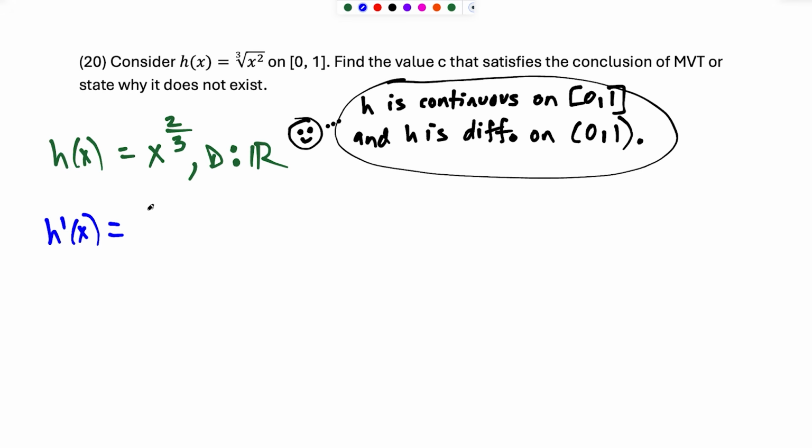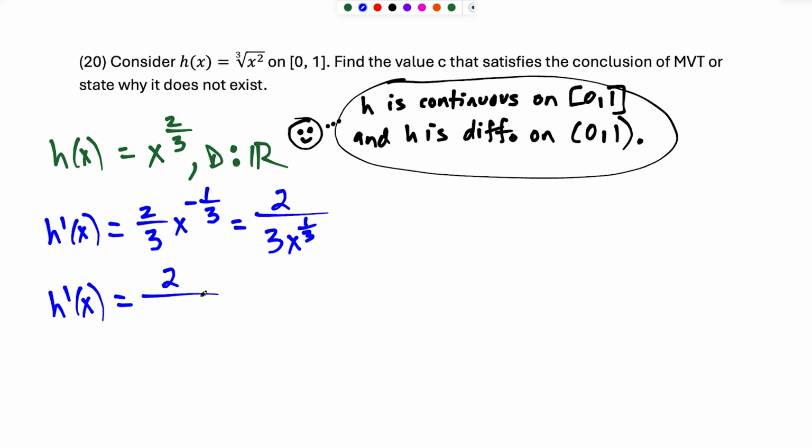equals, and we use the power rule, we have 2/3 times x to the 2/3 minus 1 gives us negative 1/3. And then we could say next that this would be equal to 2/3 times x to the positive 1/3 if I send this down. And then I'll just clean this up once more. I'll say h prime is equal to 2/3 times the cube root of x.